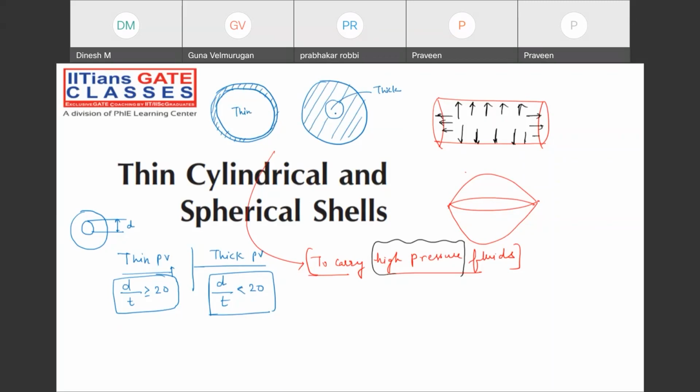You can just imagine that the thickness is what? Very, very high. Check it out. The thickness is very, very high. But here the thickness is very, very low, right? Yes or no, guys? With this particular ratio, you can just classify thin and thick pressure vessel. But remember, D is what? Internal diameter, not outside diameter.